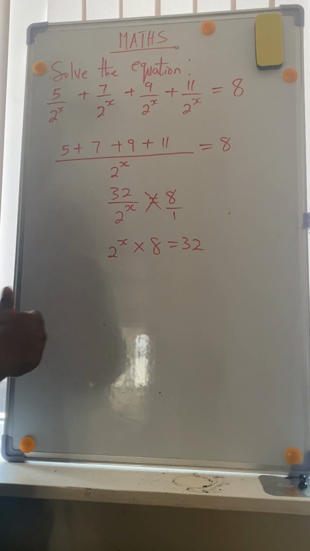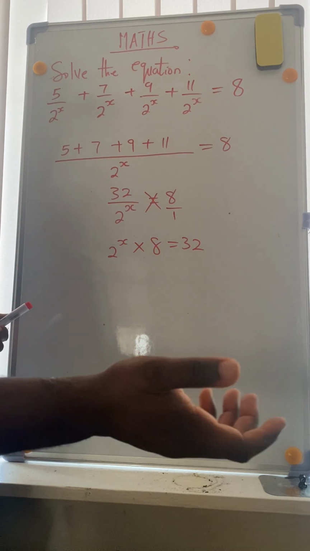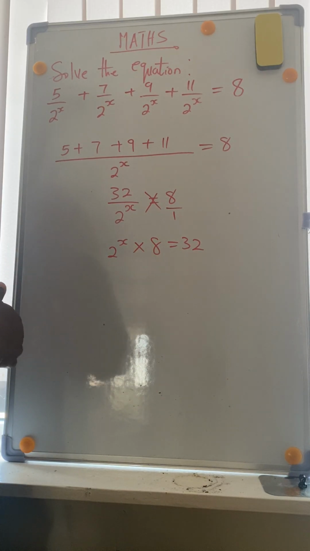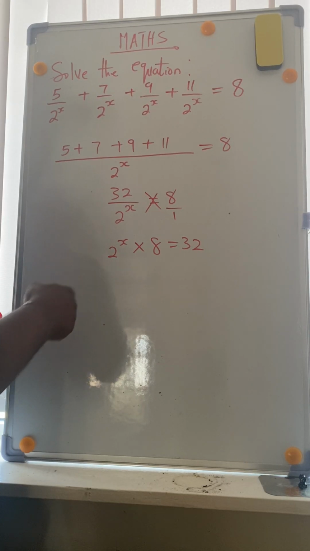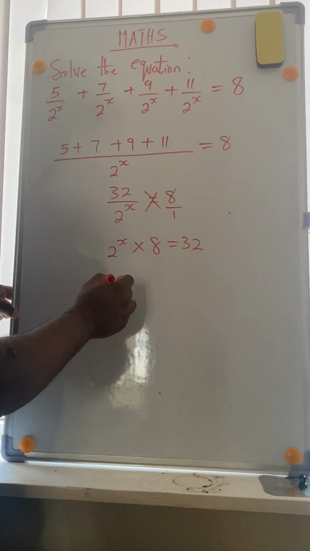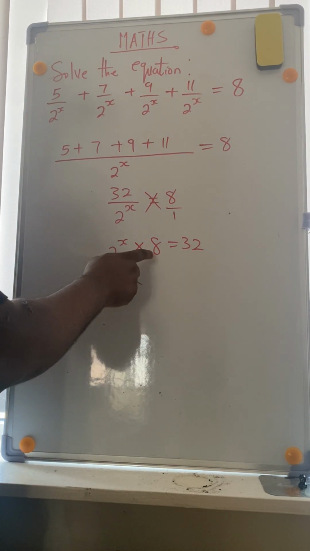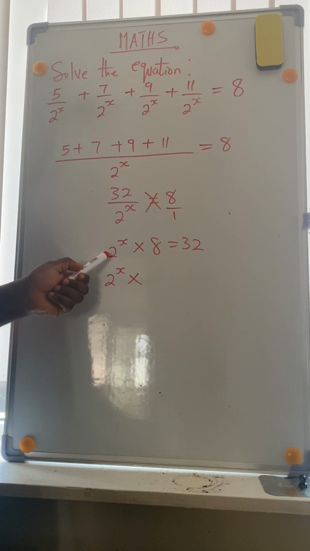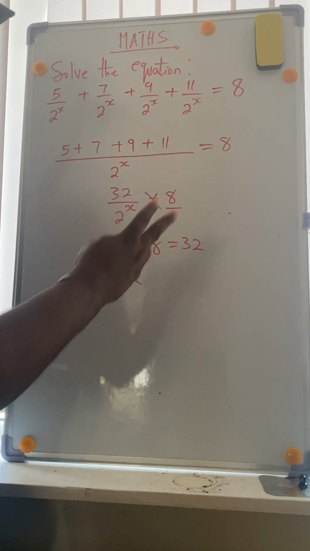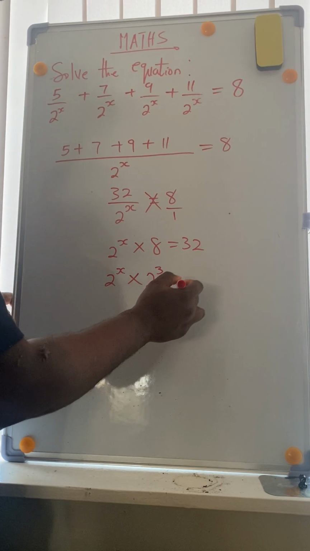Now, if you like, you can express the left hand side in index form first, but if I were you, I will look at everything here. They can all be expressed in index form with respect to the base 2 here. That means what? 2 raised to the power of x multiplied by, when you get to 8, how do you express 8 in index form? Ask yourself, how many times will you multiply 2 by itself to give you 8? That is just 3 times, and that will be 2 raised to the power of 3.